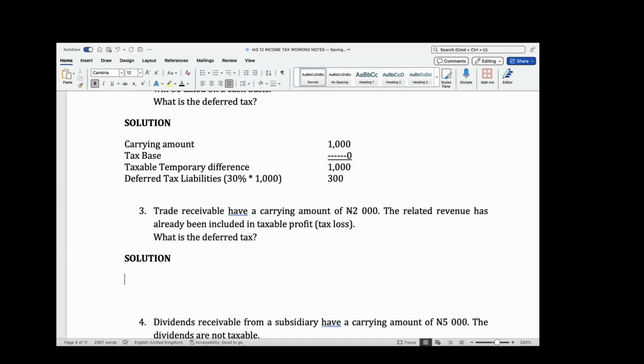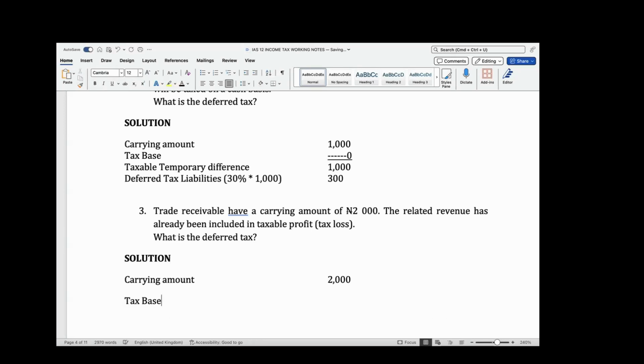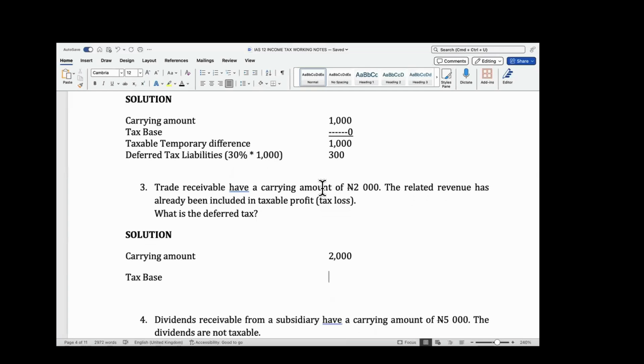Again, to get the deferred tax, we need to identify temporary differences. So we have a carrying amount, what we put in our books, of 2,000. They will always give you that in the exam. It's you that will then figure out what's the tax base. I think that's the major challenge in the exam for deferred taxes, to know what the taxman will capture. Because you already know what's in your books, but what will the taxman capture? They will give you a clue. They have already told us that the related revenue has already been included in taxable profit.